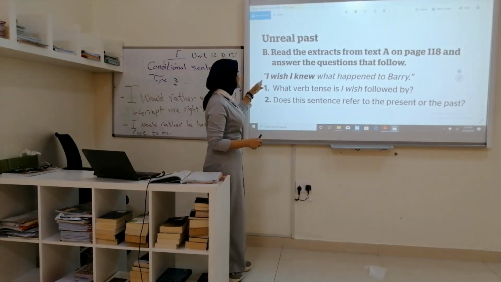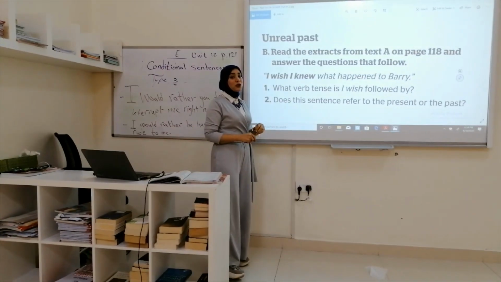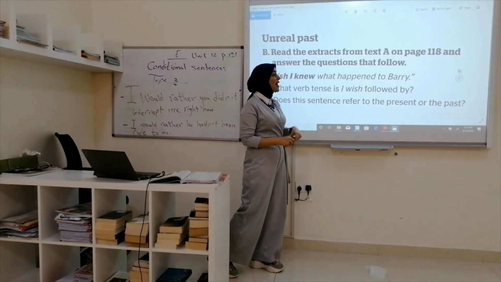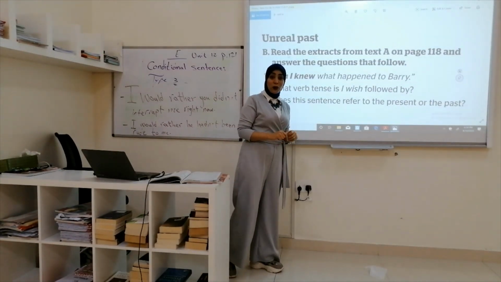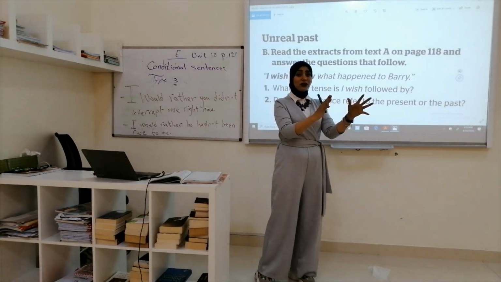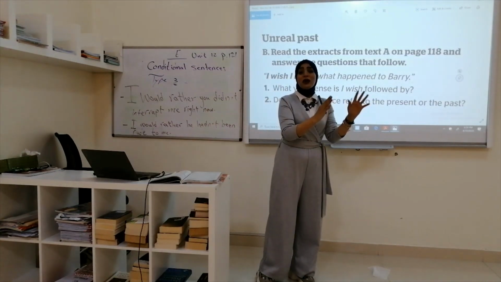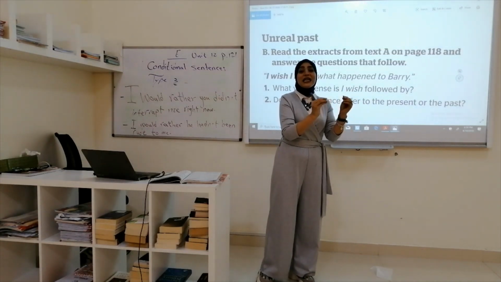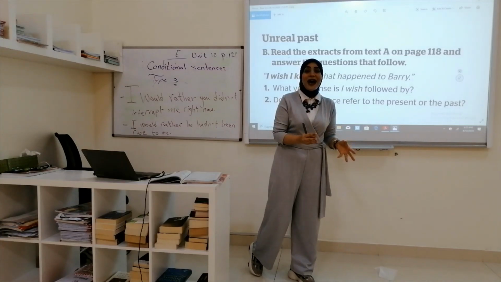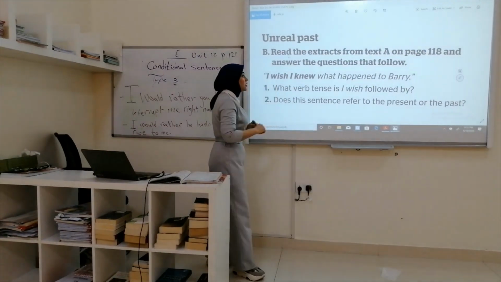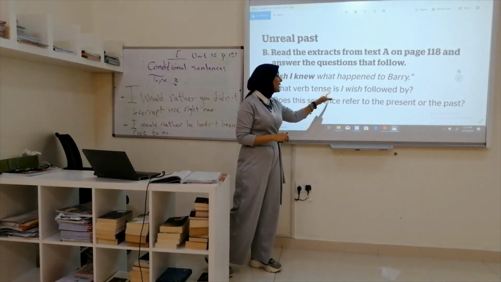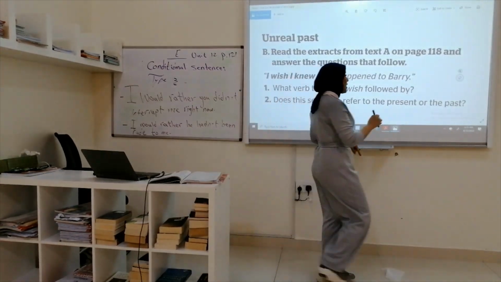I have a sentence here and I have two questions as usual. The sentence: I wish I knew what happened to Barry. I have Barry in front of me now and I wish I knew what happened to him. I see that he's not okay, so I'm very curious to know what happened to him, or what has happened to him. The first question is, what verb tense is I wish followed by?